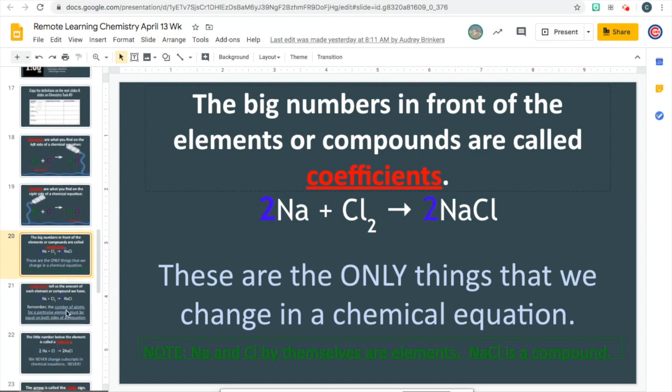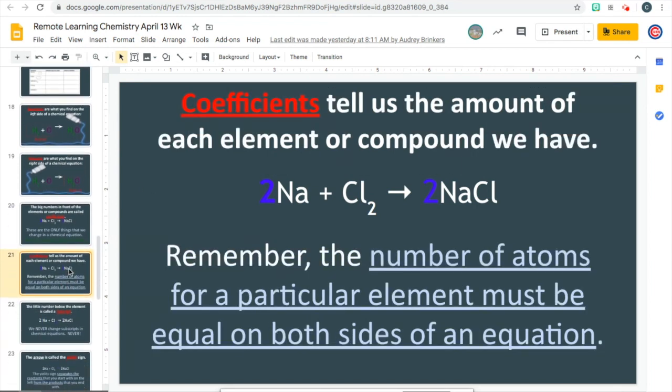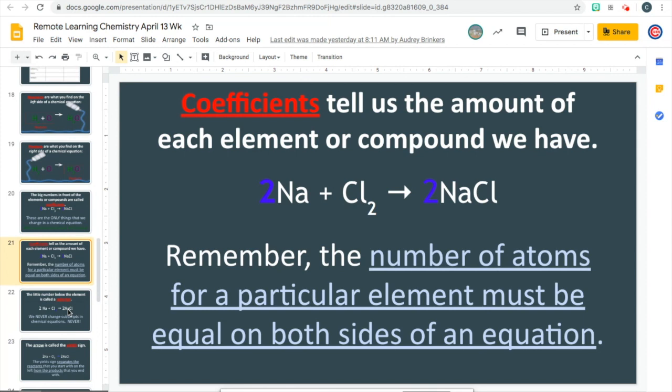All right, moving right along. I'm going to move on to the next slide, which basically tells us that coefficients tell us the amount of each element or compound that we have. Like I mentioned, there's 2 sodiums and there's 2 sodium chlorides.